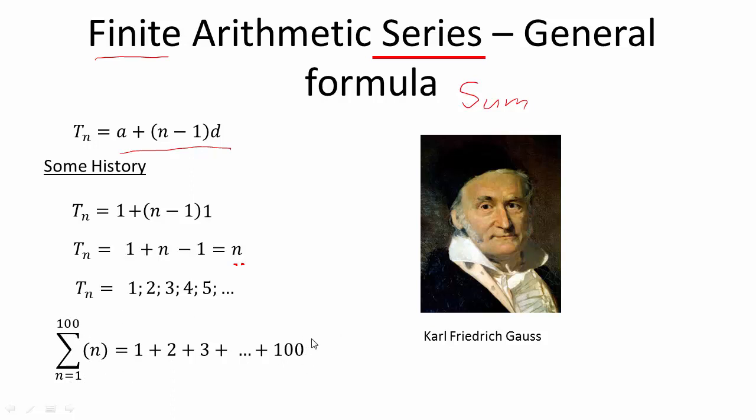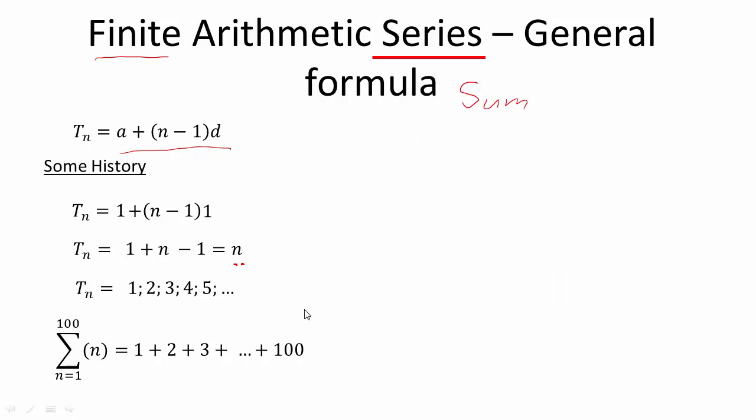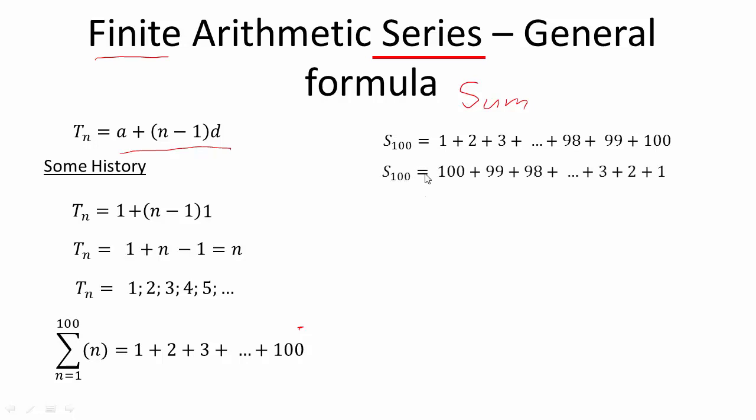What would be a quick way of solving this? How could Gauss solve this extremely quickly without a calculator? Well, let's have a look at this. Let's say the sum of the first 100 terms is 1 plus 2 all the way to 100, just like we've written here. Now let's say, what if we put that backwards? So that sum is also equal to 100 plus 99 all the way backwards.